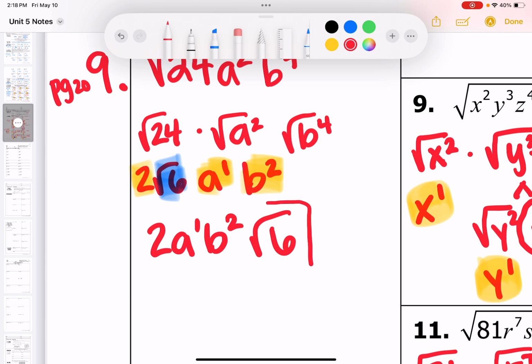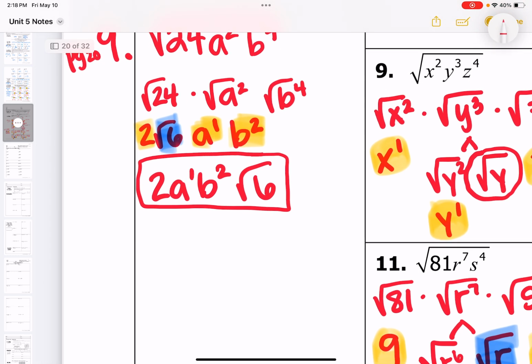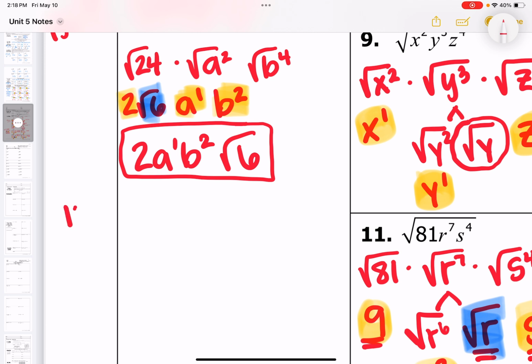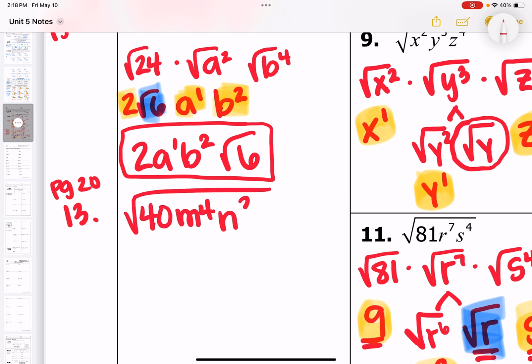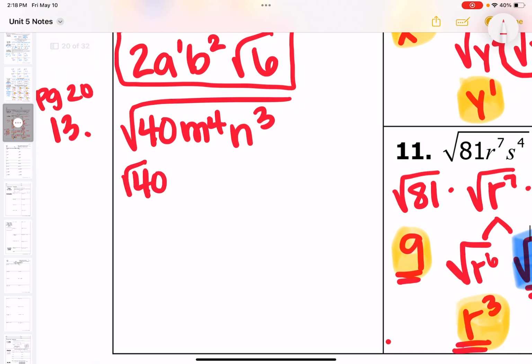All right, let's actually do one more example because that one didn't have what I was looking for. So now we're going to do number 13 on page 20. All right, so we got to break it all up. So square root of 40, square root of m to the 4th, and square root of n to the 3rd.